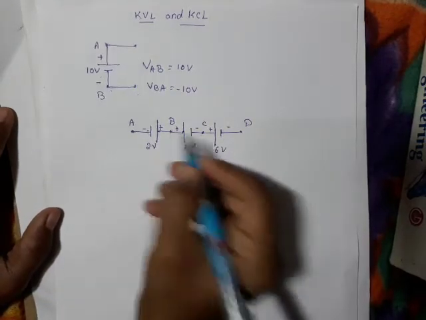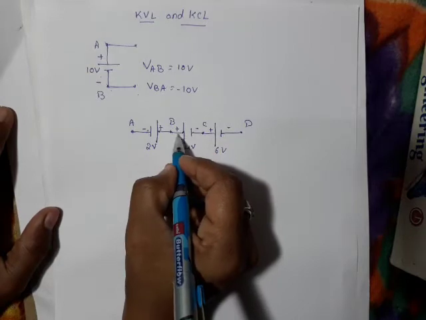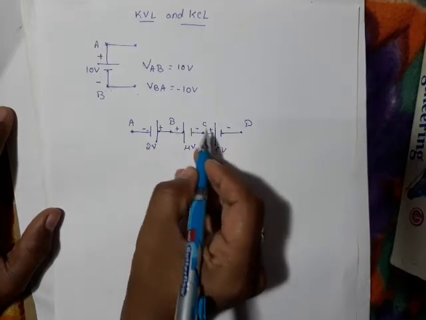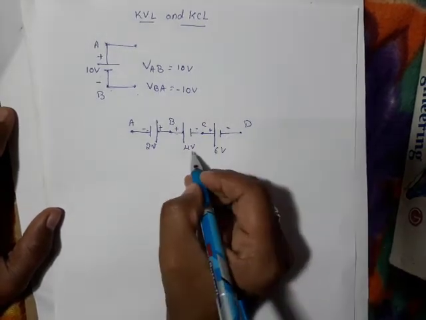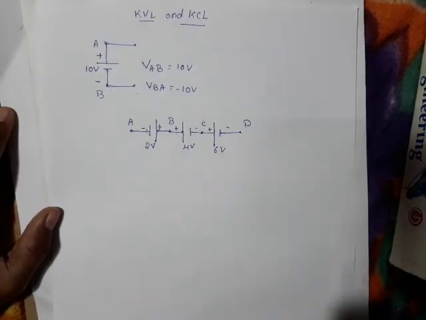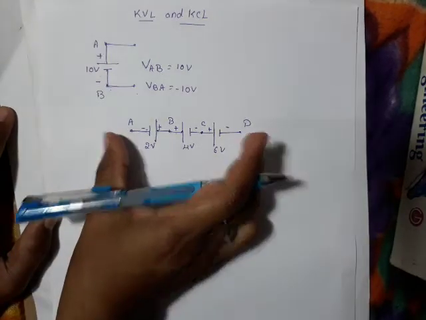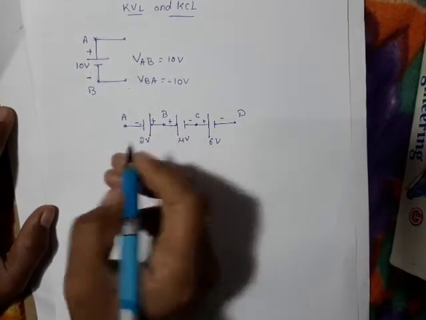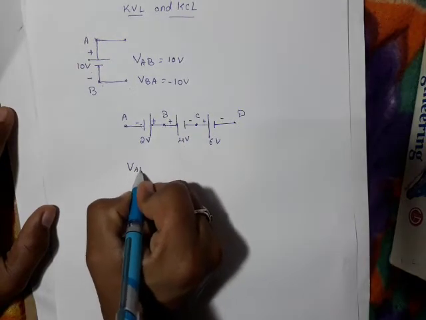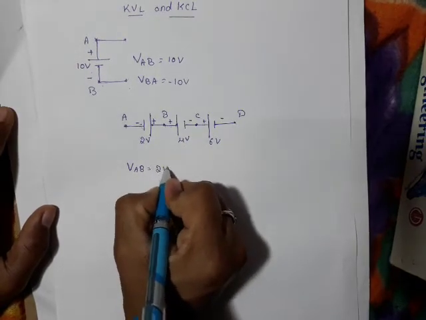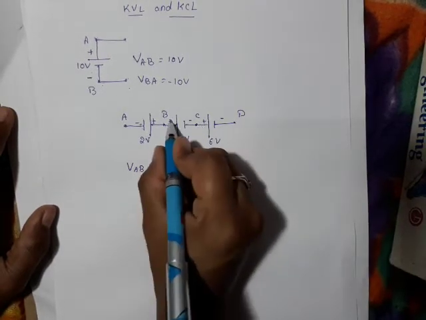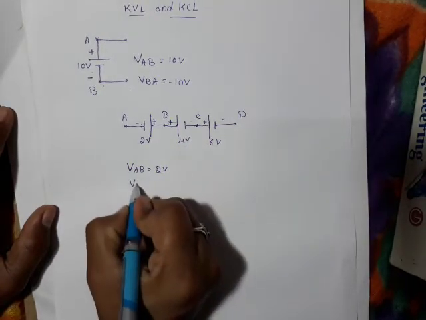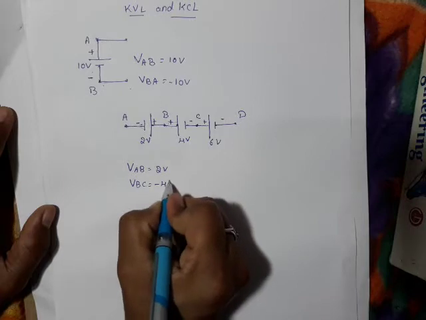When you are applying between B and C, here you have higher potential, here you have lower potential. You are stepping down from higher potential to lower potential. You are falling, so you have to take this as negative. With this concept, we apply KVL for this circuit. From A to B, A is at lower potential, B is at higher potential, so VAB is 2 volts. From higher to lower we are stepping down, so VBC is minus 4 volts.